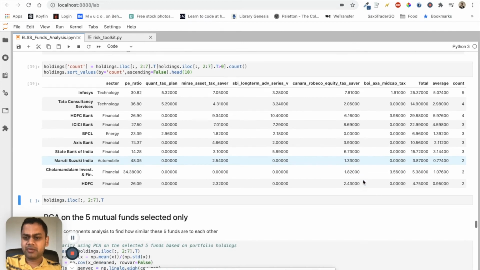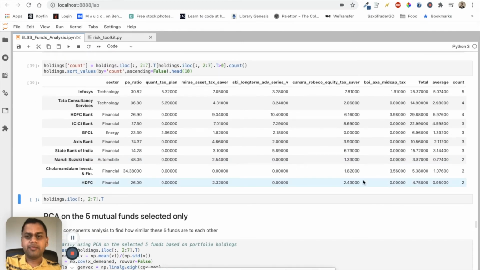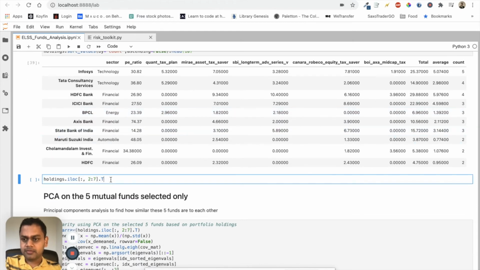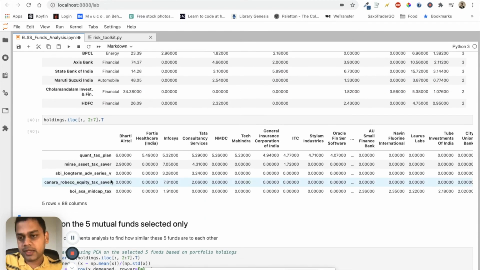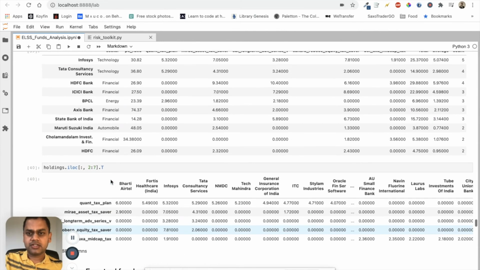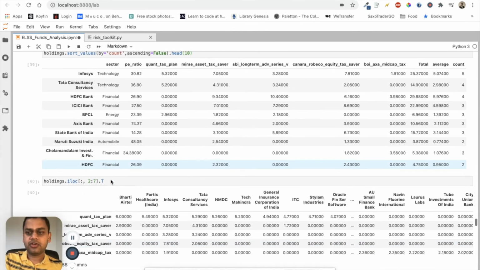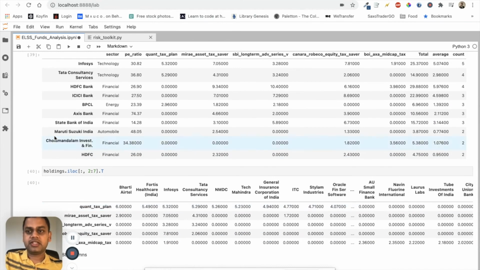The one thing we could take away from all of this is that because these are all large cap funds, they primarily hold large cap stocks, so there's no real secret in terms of how they pick their stocks. So if you're looking to get exposure to mid cap or small cap, then these are probably not the funds of interest for you. This is because they are large cap funds, they invest in large cap stocks.